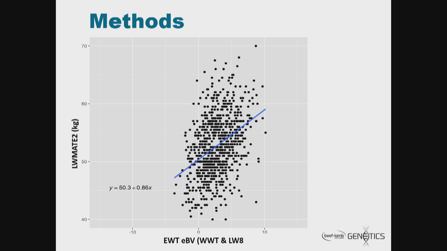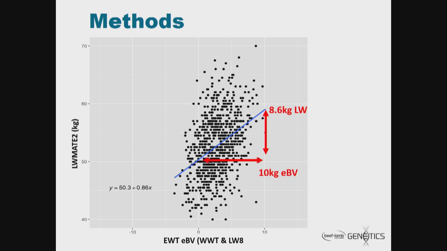So this is one flock year. Each of those dots represents a ewe. On the vertical axis we've got actual raw ewe live weights ranging from 40 to 70 kilos, and on the bottom we've got, in this case, a ewe weight EBV predicted when only weaning weight and live weight 8 information were available. So as I mentioned before, for a 10 kilogram difference in breeding value, you would expect a 10 kilogram difference in the actual live weight of the animals at later ages.